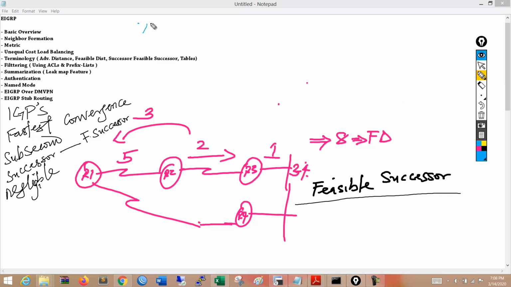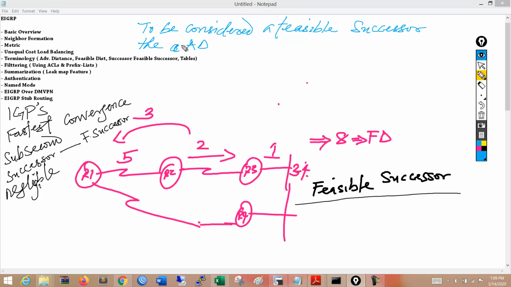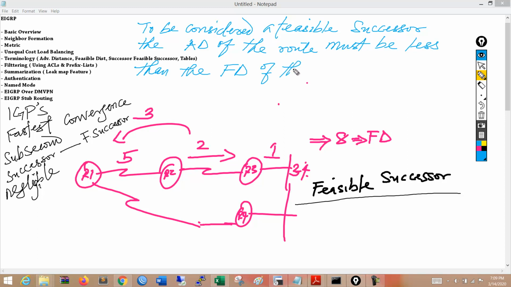So to be considered a feasible successor, the advertised distance, let's call it AD, of the route must be less than the feasible distance of the successor. That is the route that is in the routing table.